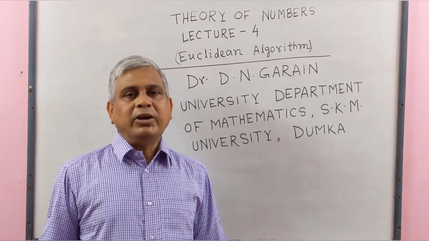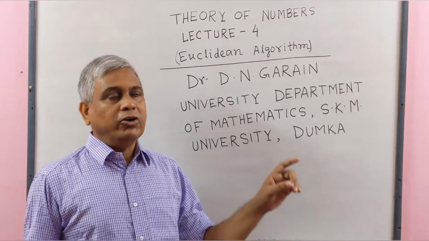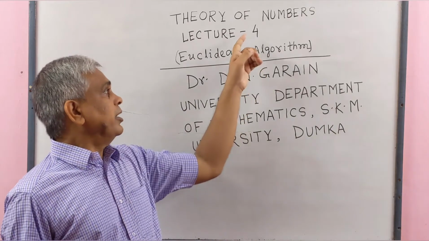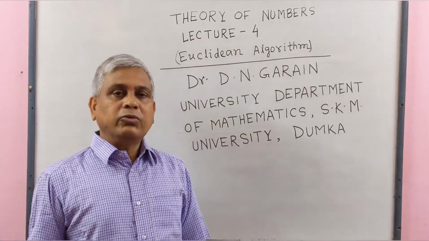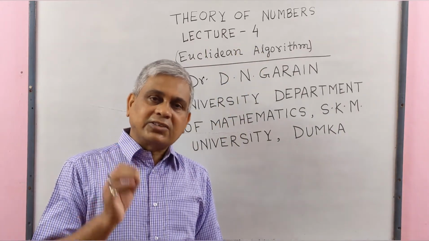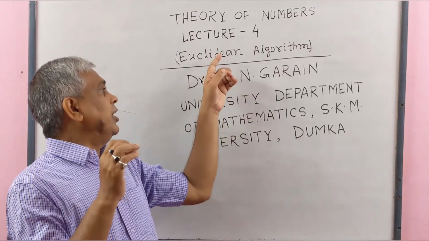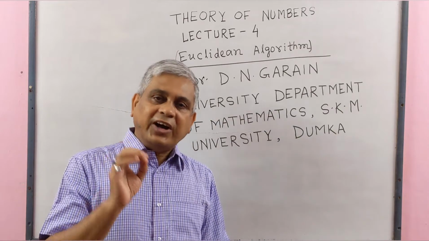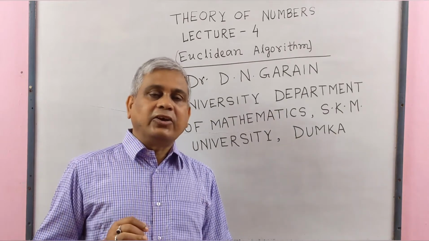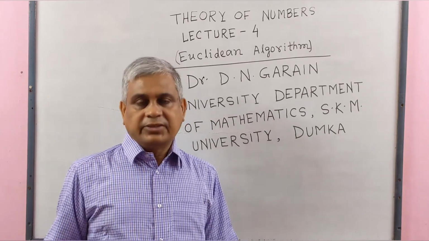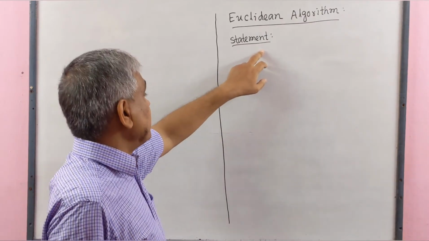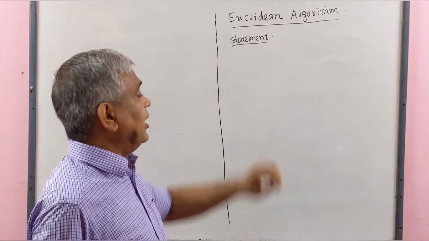Today I will deliver lecture on theory of numbers, lecture number 4, in which I will discuss the Euclidean algorithm to find the GCD of two integers. Now we will discuss the Euclidean algorithm.